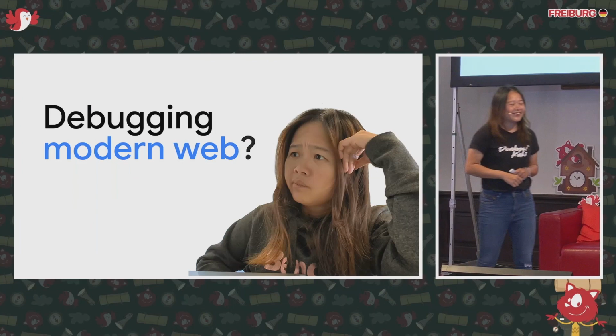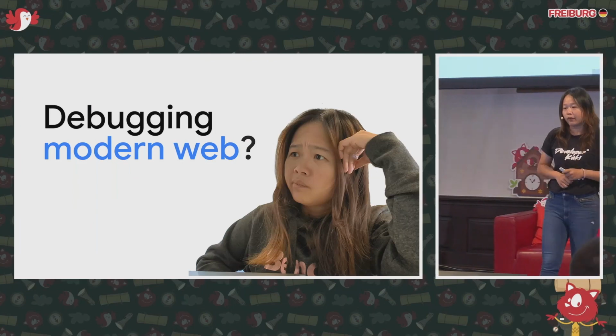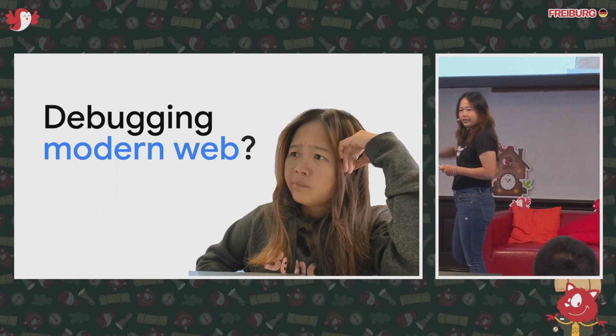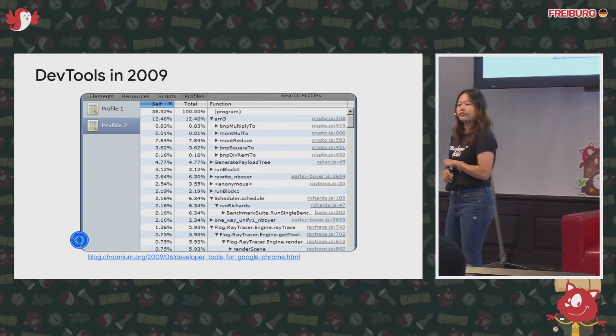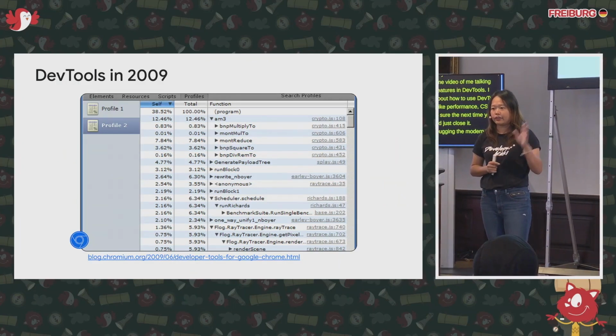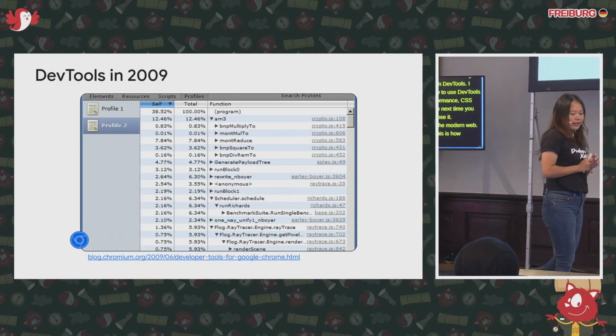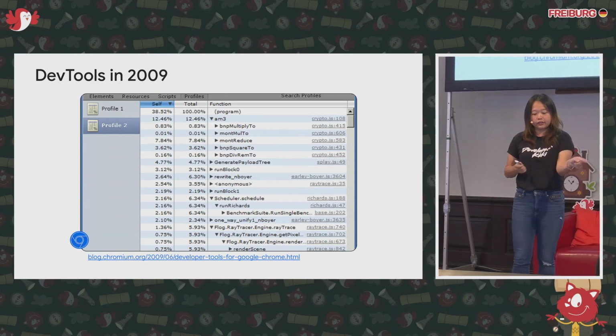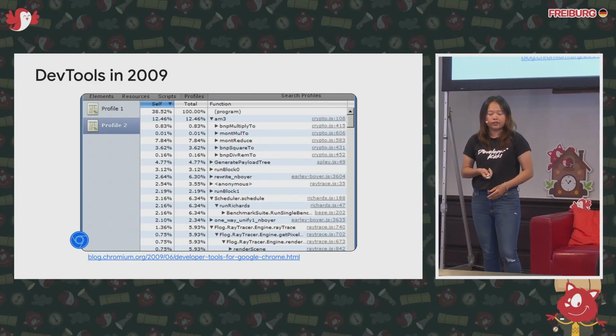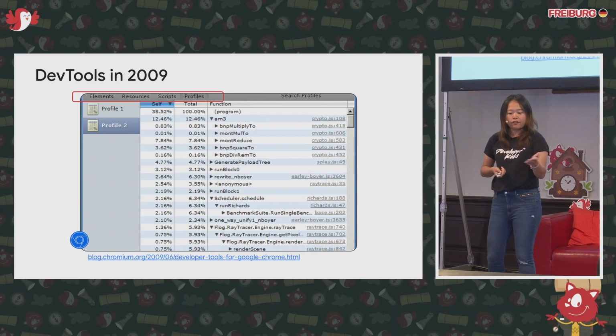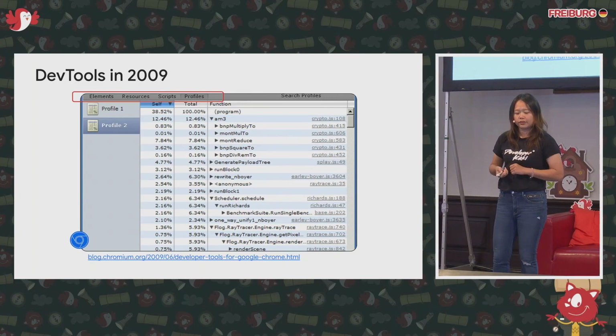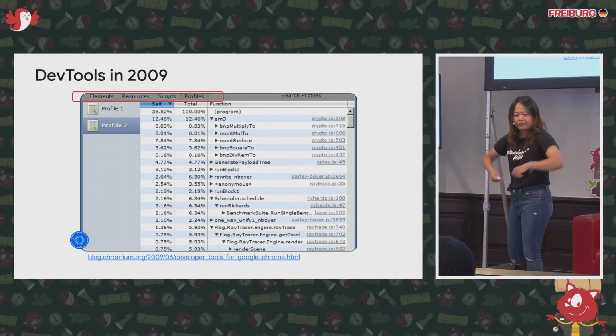All right, so let's talk about debugging the modern web. Let's go back 15 years ago. This is how DevTools looked 15 years ago, in 2009. Back in the time, there were not many tabs. You can still find this screenshot, I found it in one of the blog posts. There are only like 4. Actually, there are 5 tabs. There's a console tab as well in the DevTools.